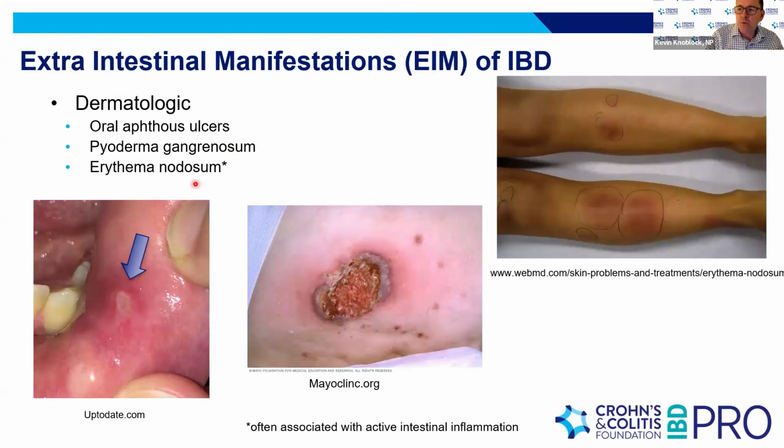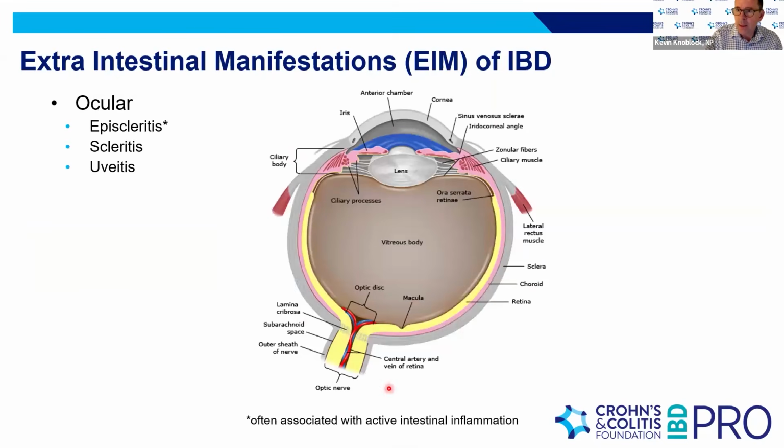The derm ones are like oral ulcers right here. A lot of people say, "Oh yeah, I get these lip sores." That's definitely more of an HSV1 presentation, not an aphthous ulcer. Pyoderma is pretty ugly looking, as you can see here, and then erythema nodosum. Very common. And the erythema nodosum tends to be a little bit more associated with active intestinal inflammation.